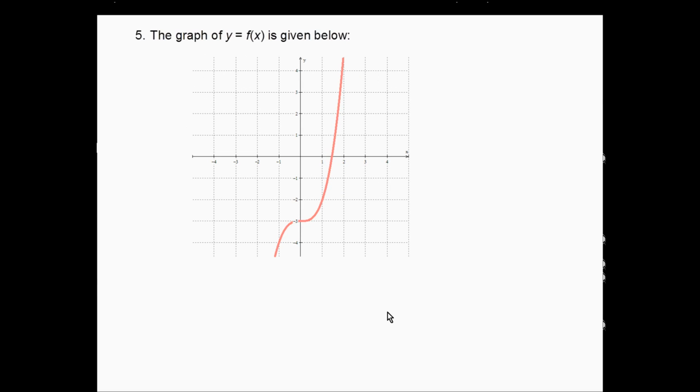Number 5, I have this funny looking graph. Now for even, I want to fold along the y-axis and see if the pieces coincide. No, if I fold along the y-axis, this doesn't match up with anything. If I rotate this through 180 degrees, this point that was down here is suddenly up here. So that's not the same either. So I don't have symmetry with respect to the y-axis, I don't have symmetry with respect to the origin. So it's neither even nor odd.